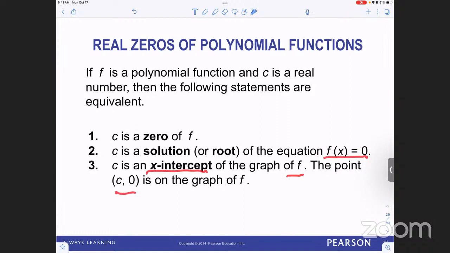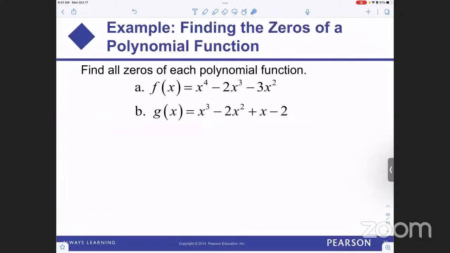The point (c, 0) is on the graph, right? So the x-intercept, or a solution of f of x equal to 0, or a 0, these are all saying the same thing, just three different ways. Okay. So find the zeros of the polynomial function. In other words, you can find the x-intercept or just set each one equal to 0 and solve.